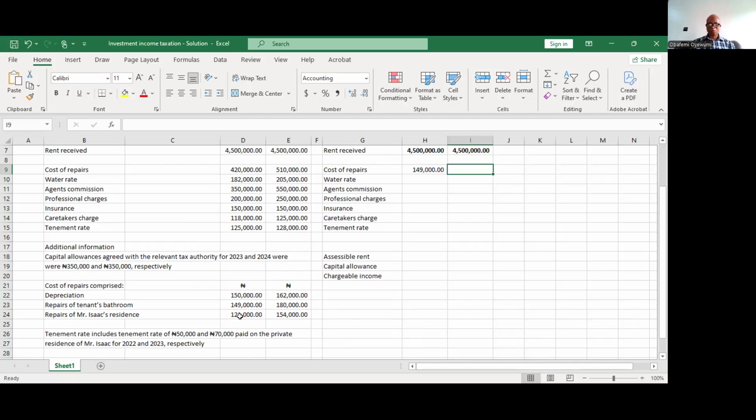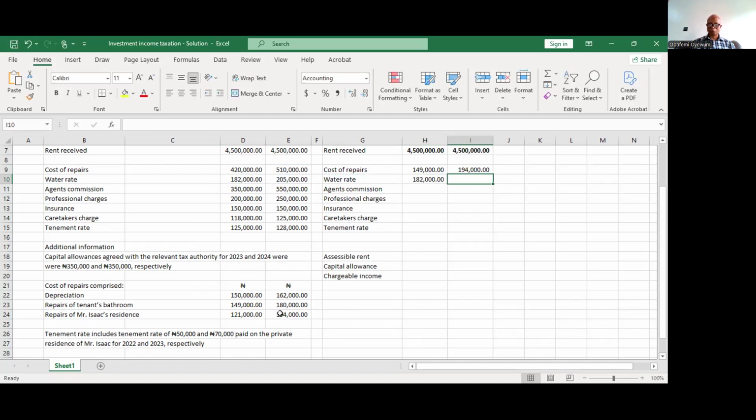All right. So let's go ahead as we also consider this. So we come to here, it is 510,000, and then deduct depreciation. And then also deduct what Mr. Isaac's residence has there. So you have 194 thousand. So that's what you're going to have there as the amount to be taken. Then we have water rates. Water rates is what? So you just pick the figure.